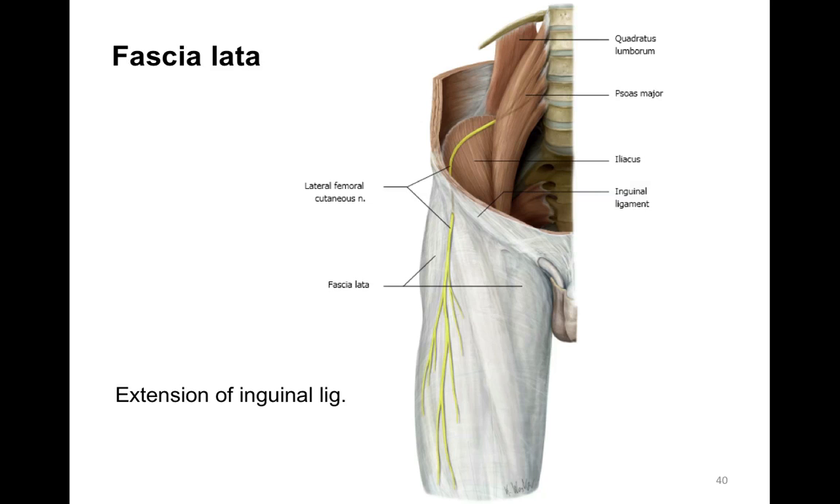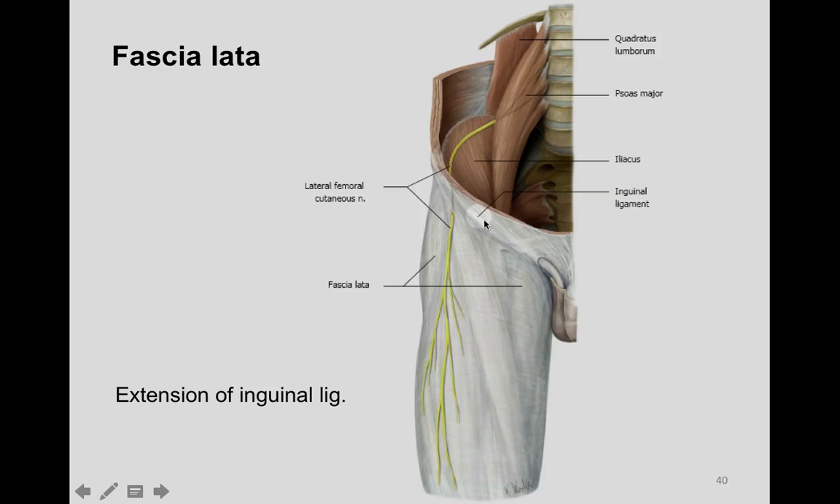Moving on to the fascia of the lower extremity, the fascia lata is going to be the deep fascia of the thigh. We can see that in this anterior view of the thigh. This is fascia lata, which wraps around the entire circumference of the lower extremity from the hip to the knee. That is the thigh.